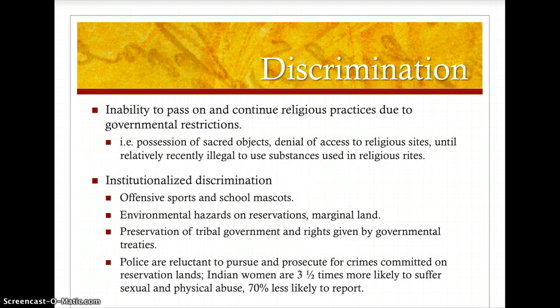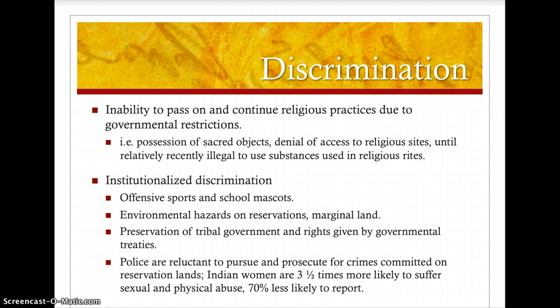Discrimination. Native Americans largely face institutionalized discrimination. For example, the government restricts access to sacred and religious sites, and then they destroy these sites to allow for the construction of highways and cities. The possession of sacred objects is often prohibited, as was the use of religious substances such as peyote until relatively recently. This makes it very difficult for the Indian people to continue and pass on their religious customs. Offensive sports and school mascots are commonplace in the United States. And because reservations are primarily found on marginal lands, there is a high prevalence of environmental hazards there.